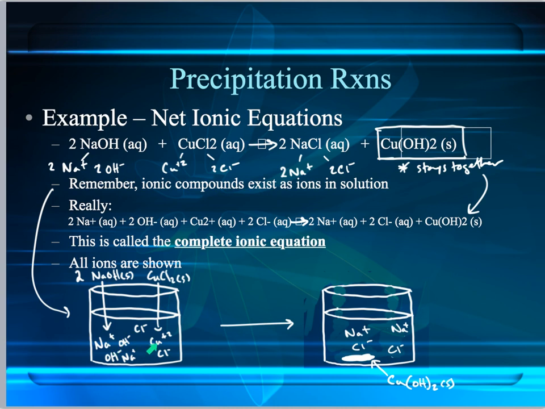Once all of these are in the same solution and you allow it to react, here's what happens. Your sodium and chloride ions are still floating around in solution right there. And then the solid that forms, that Cu(OH)2, that's not floating around in solution anymore. It's a solid that shows up on the bottom. Or it may look kind of murky, but it'll settle out. Cu(OH)2, which is a solid, is now what's down there on the bottom. So, the complete ionic equation has all the ions in it and keeps the precipitate together.